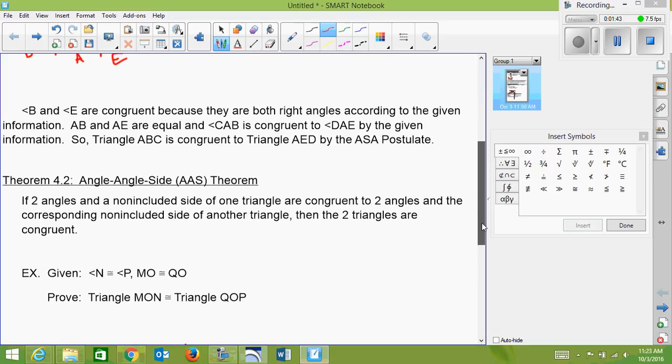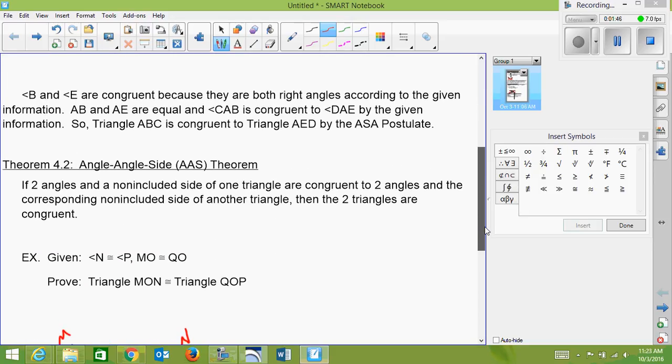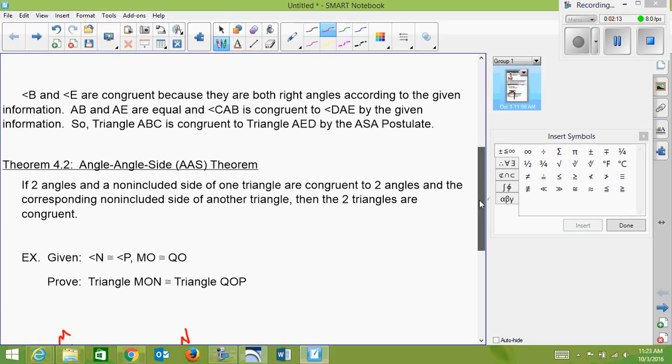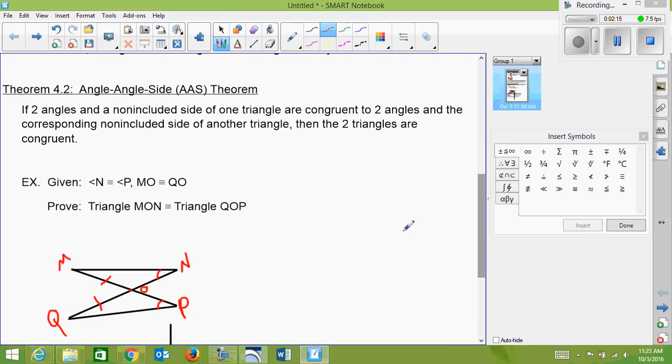Theorem 4.2, angle angle side theorem. So if two angles and a non-included side, so now it's the side that's not in between the two angles that are given, it's a different side, of one triangle are congruent to two angles and the corresponding non-included side of another triangle, then the two triangles are congruent. So it's not the side that's in between the two angles on this one, but it does still have to be a corresponding side.